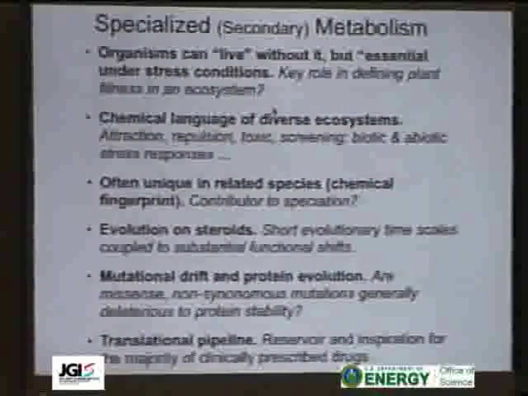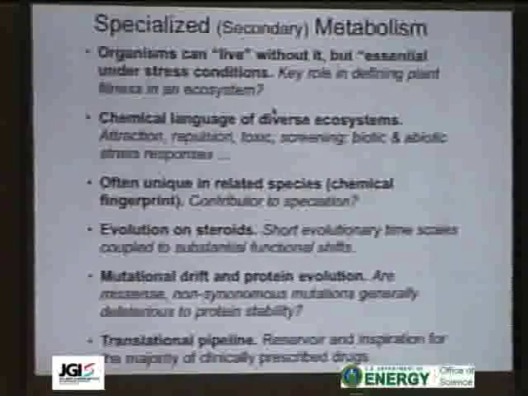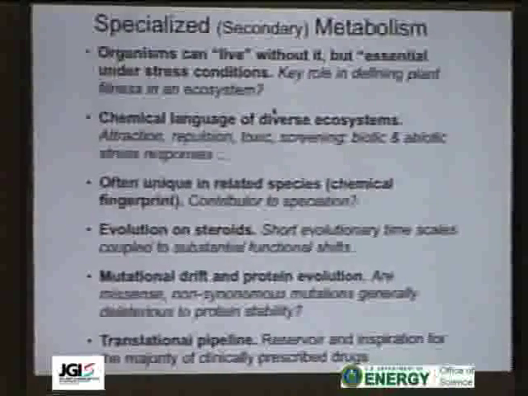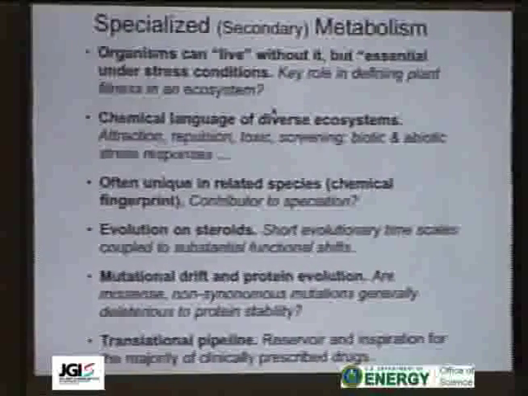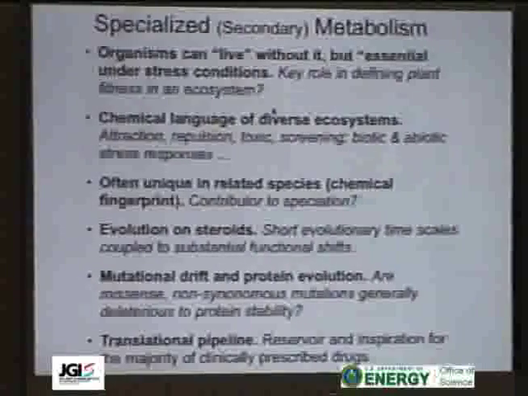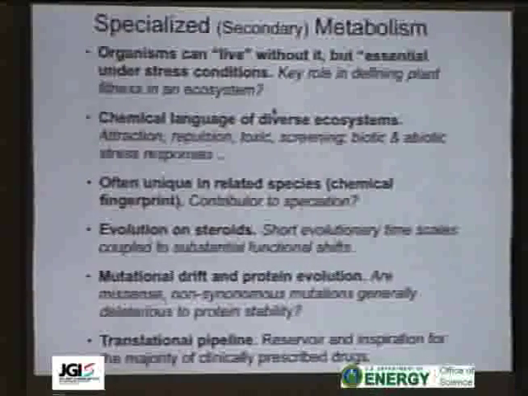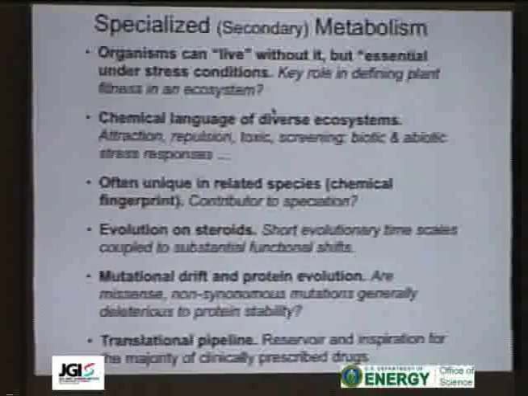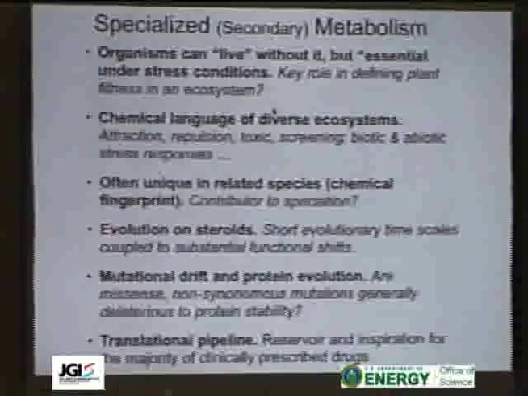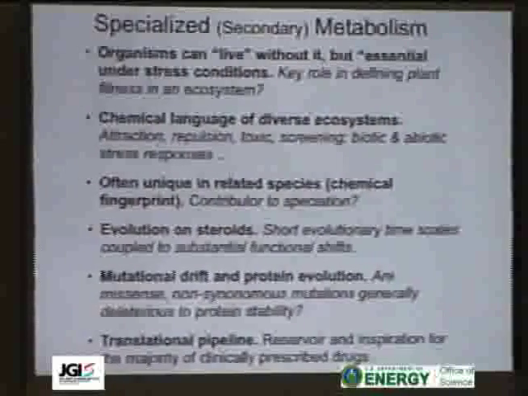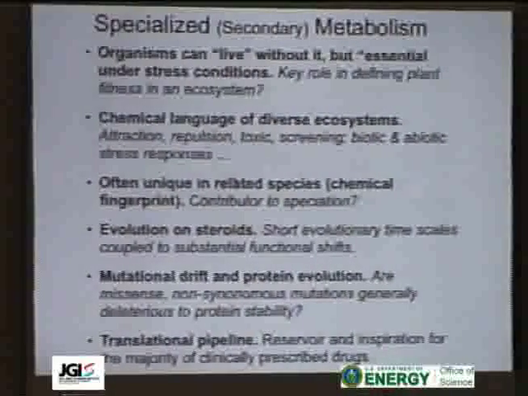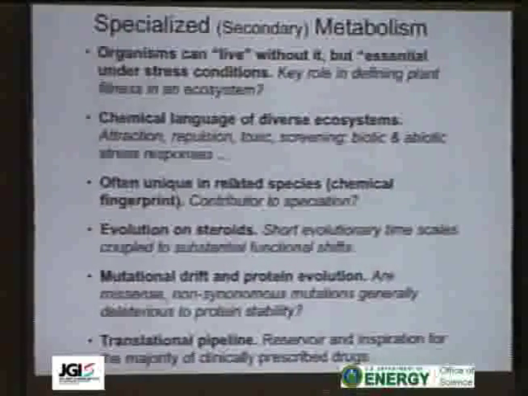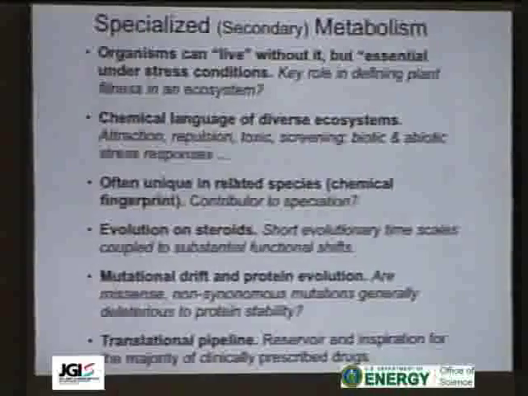So the molecules, including the ones I'm going to talk about today, are utilized for attraction, repulsion. Sometimes they're toxic, sometimes they're not. In some cases, they're used for screening a number of abiotic factors in the environment. And so these are pathways that get switched on when a plant in a native ecosystem undergoes either biotic or abiotic stress responses. Very often, if you look at these classes of molecules, at least the products of them are often unique within a set of related species. And so there may be some contribution in some sense to speciation.